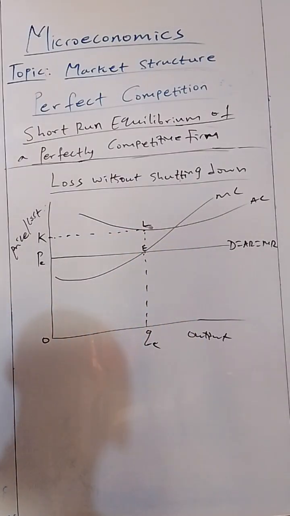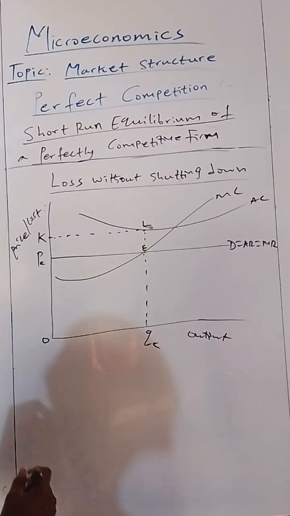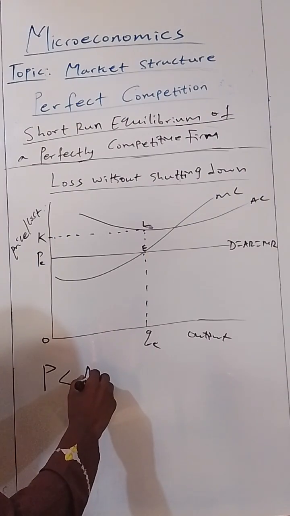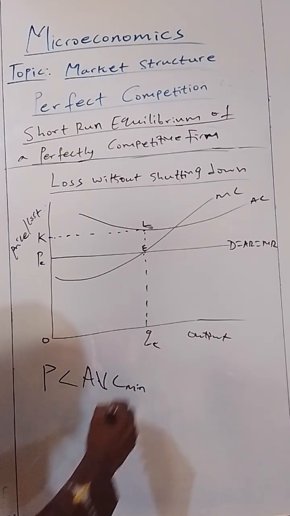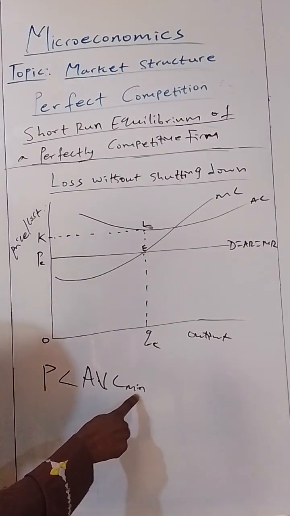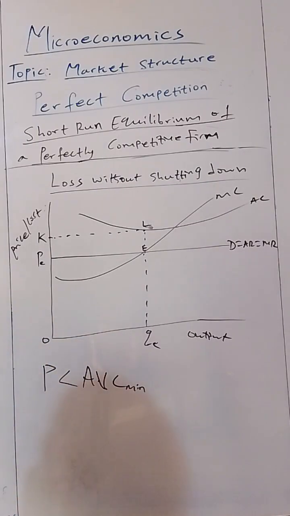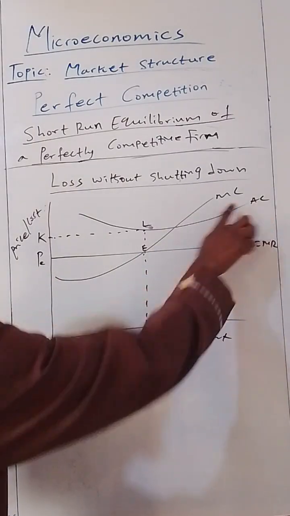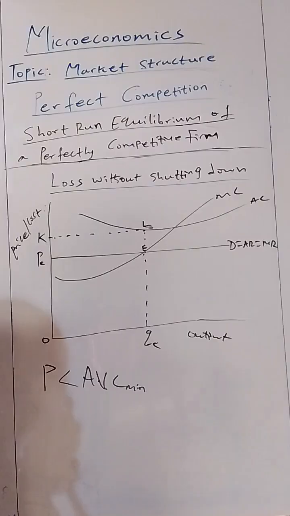Now here the firm is making a loss, but we don't know whether the firm should shut down or continue the operation. The condition for the shutting down of the firm is that when the price of the commodity is less than the minimum point of average variable cost. That is when this P here is less than the average variable cost at minimum, that is when the firm should shut down. You know this is the price, right? And this is average cost. If I want to draw a situation whereby the firm will incur a loss, but will still continue the operation, the firm will not shut down.